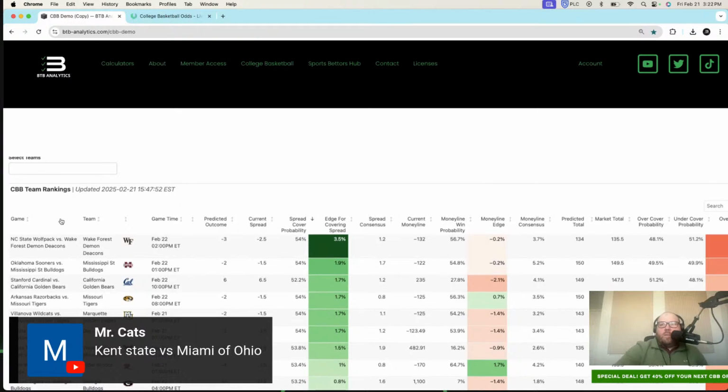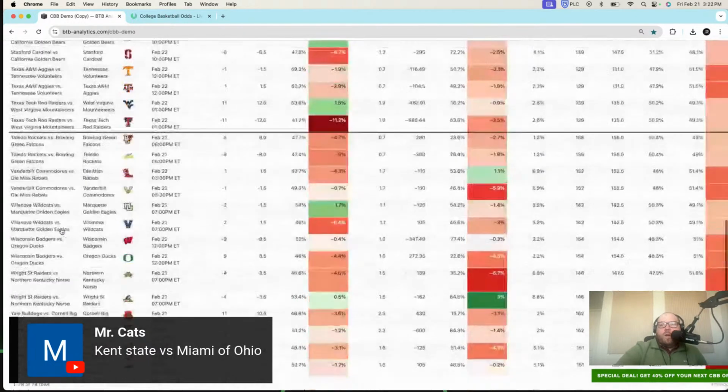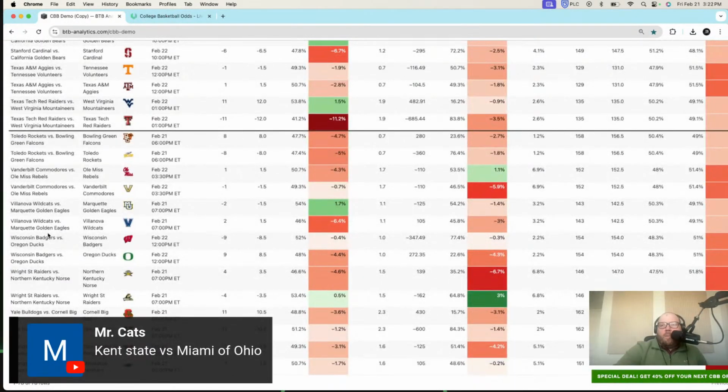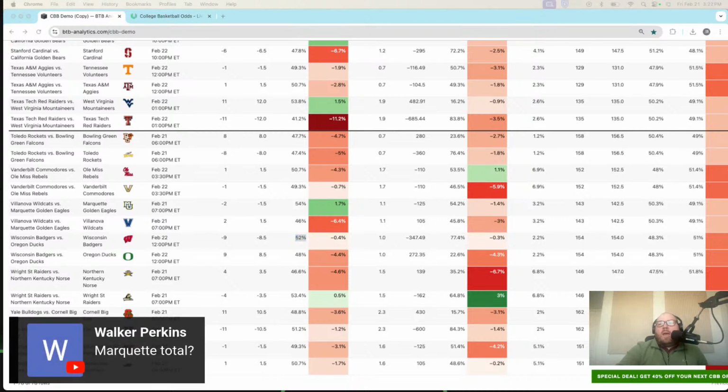Somebody was asking about Wisconsin. We make the number -9 in favor of Wisconsin, and that covers 52% of the time. So if you can get like a -105, you can get a little bit of EV, probably 0.5%, not a ton. But it is EV. So if you're going to bet in that game, Wisconsin -8.5, -105 or better would be a bet if you wanted to.